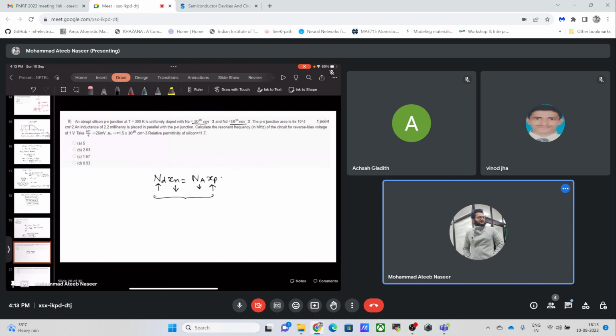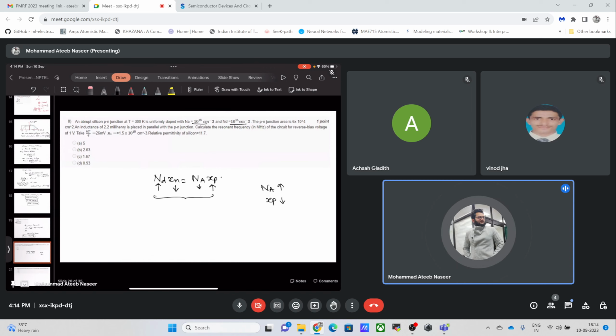But the point here was to tell you that if this Na is highly doped, it would mean that the depletion width on the p side would be less, on the p side of this p-n junction. So the main idea was to get that thing only.